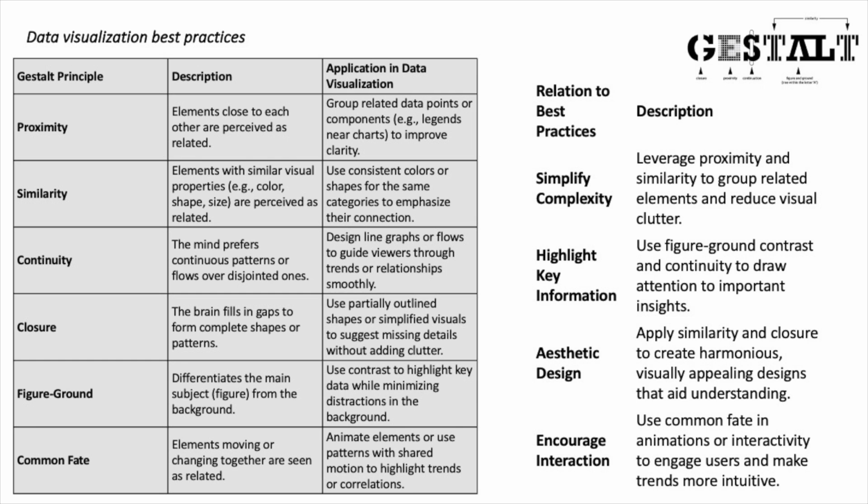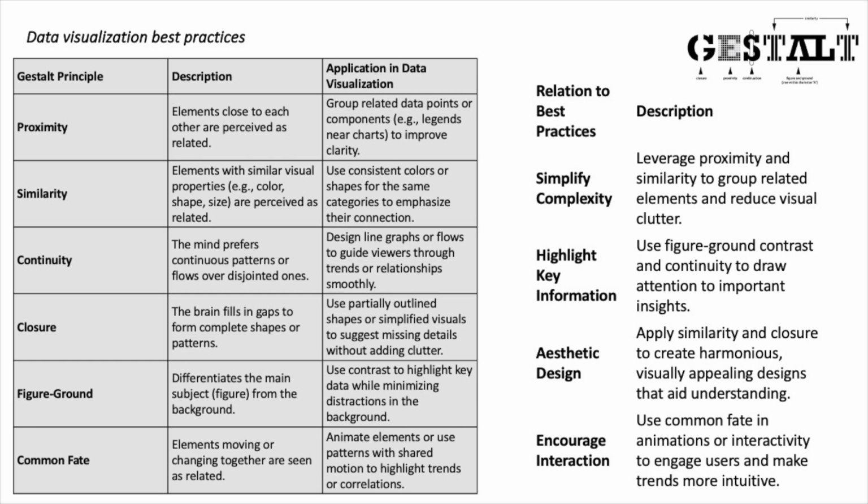Common fate. Elements moving in the same direction are seen as related. Animations or patterns that evolve similarly can highlight trends or correlations in interactive visualizations. Relevance to data visualization best practices. Simplify complexity: grouping related elements, proximity, and using consistent styles, similarity, reduces visual clutter, making insights clearer. Highlight key information: contrast, figure-ground, and alignment, continuity, ensure the most critical data stands out.